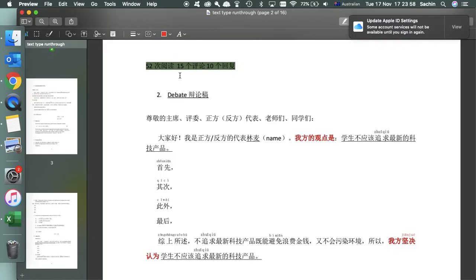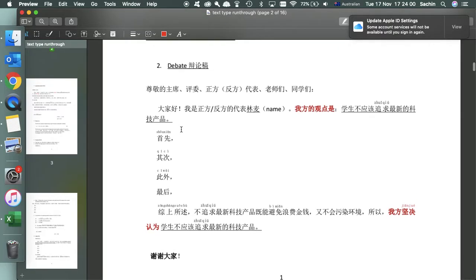So then for text type marks, what you need to do is you need to address everyone. So in a debate, you are not only addressing the teachers and classmates, but you're addressing the juxi, so the chairman, the pingwei, which is like the judging panel, and then the other team. So like if you're the affirmative 正方, then you have to address the negative 反方代表.